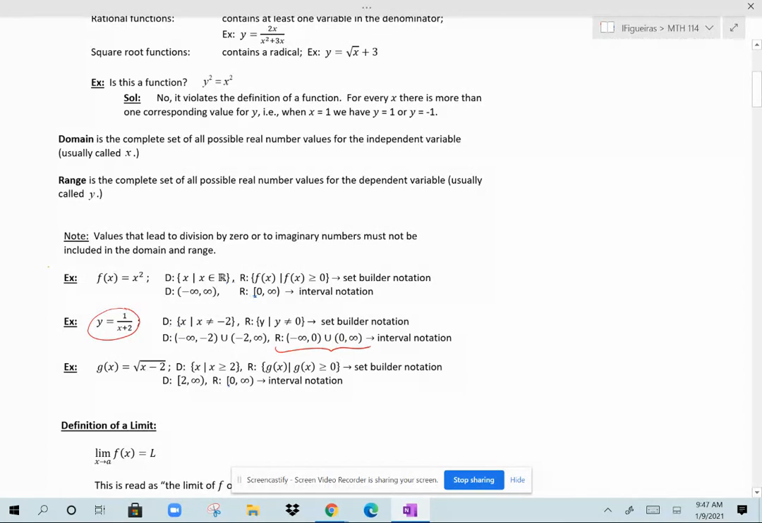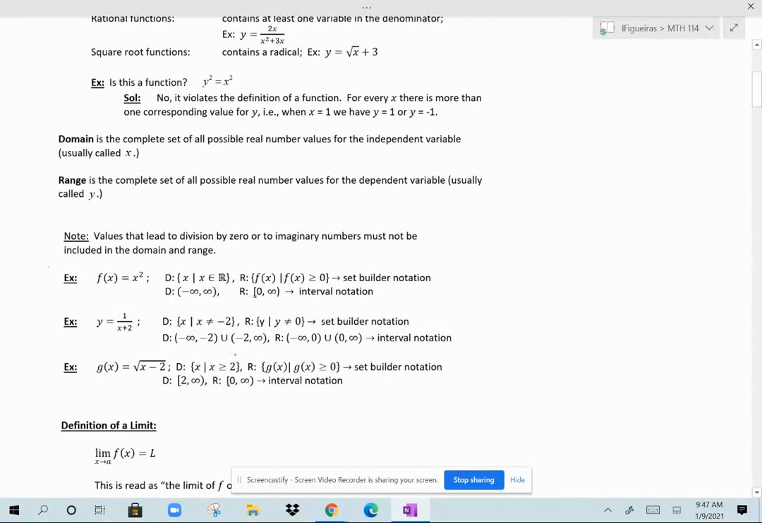And this last example is a square root function. With square root functions, you want to make sure that your domain only reflects values that give you a real number result when you take the square root of it. In that case, your x has to be greater than or equal to 2, because anything less than 2 would put a negative inside of the radical, and a negative number inside of a radical is imaginary.